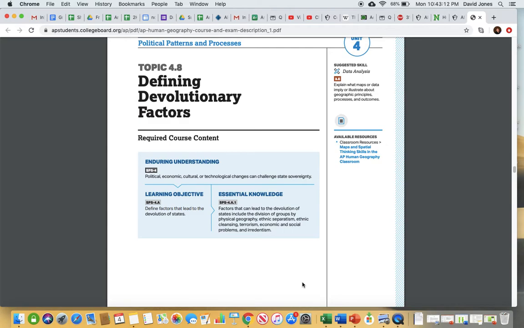Obviously, you know what terrorism is. Obviously, economic and social problems can cause government to split apart. And then irredentism, and that's a term that we didn't really mention. It was in your notes for Chapter 9. We didn't really talk about it a whole lot. Irredentism is this idea of restoring to a country territory that used to belong to it.